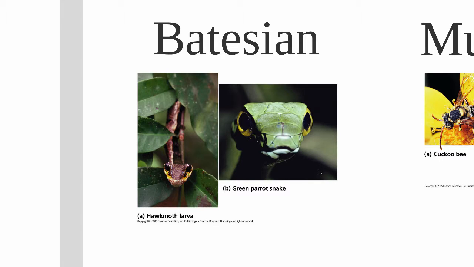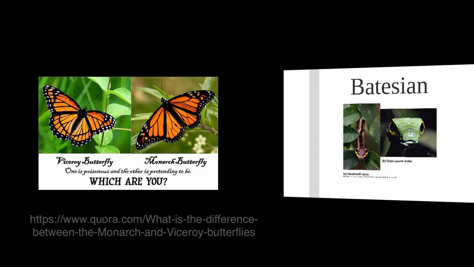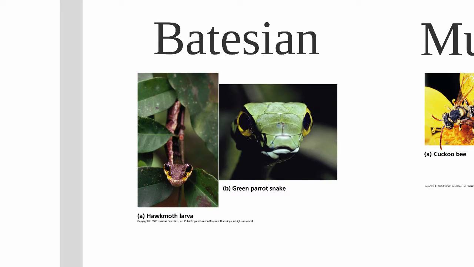The monarch and the viceroy butterfly are thought to be Batesian mimics. The monarch, of course, feeds on milkweed as a larva, and milkweed has toxins in it, which makes the adult butterfly toxic to predators. The viceroy, which very closely resembles the monarch, does not feed on milkweed and is not toxic. Okay, so Batesian mimicry is where one benign organism mimics something that's dangerous.